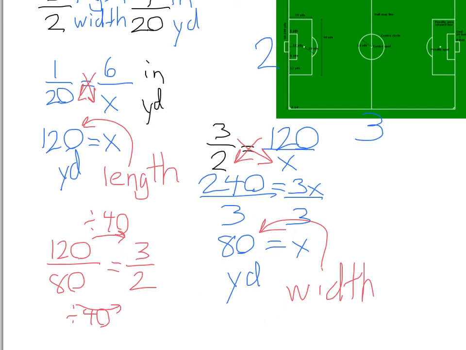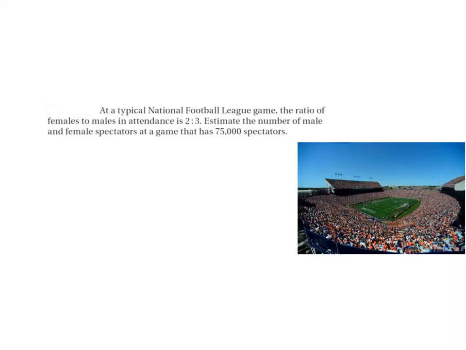All right. You are going to do your problem here. Here's the problem. At a typical National Football League game, NFL of course, the ratio of females to males in attendance is 2 to 3. Okay, so that's a little similar. Estimate the number of male and female spectators at a game that has 75,000 spectators. That's a lot of people in attendance, 75,000. Once again, just to kick you off on the right foot, 2 to 3 is your ratio of females to males in attendance. Thus, the 2 represents the females because it was mentioned first. And the 3, of course, represents the males.